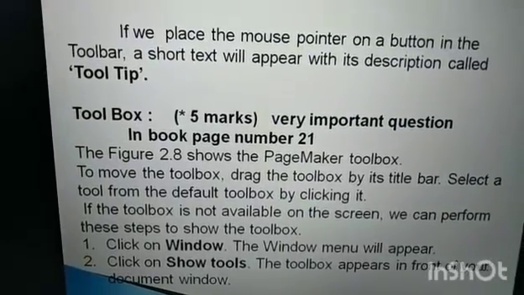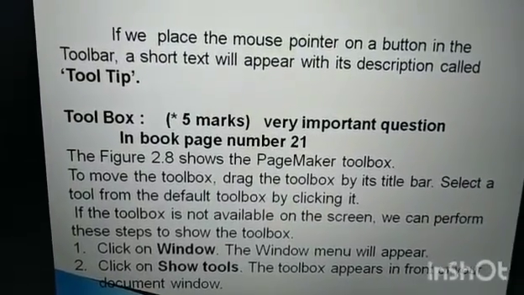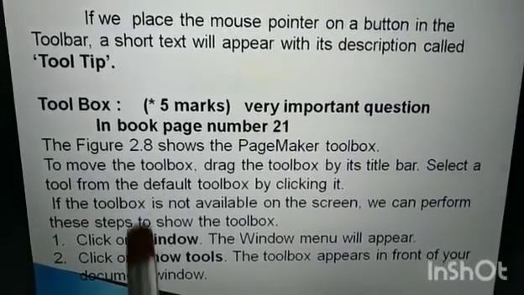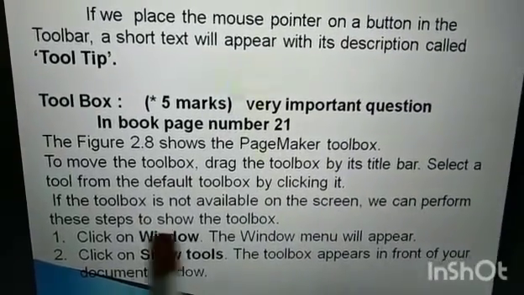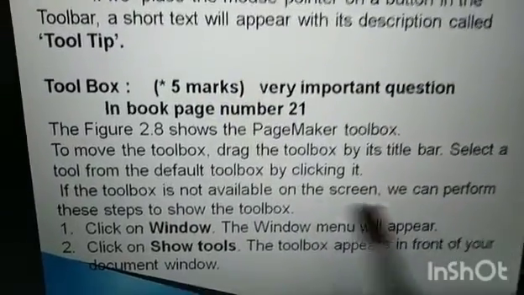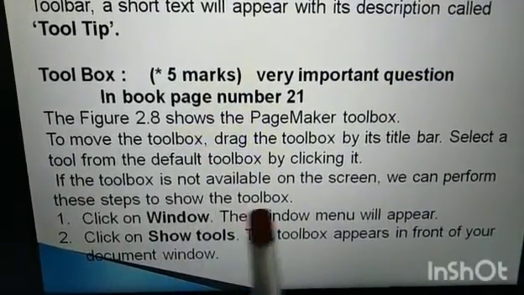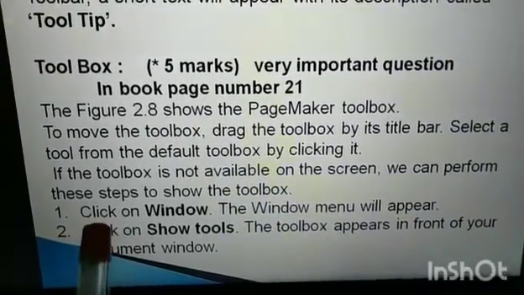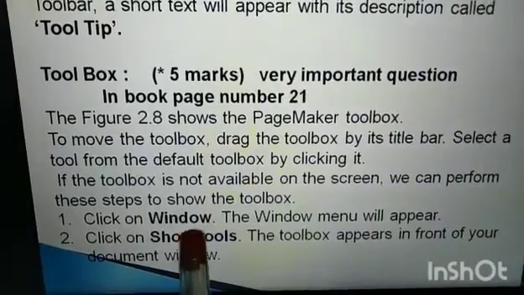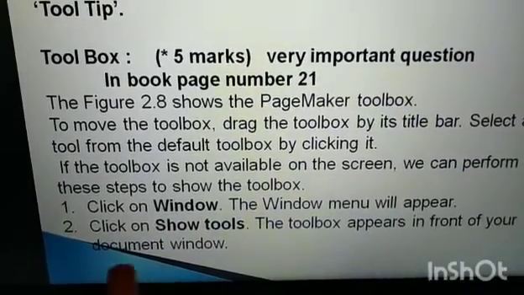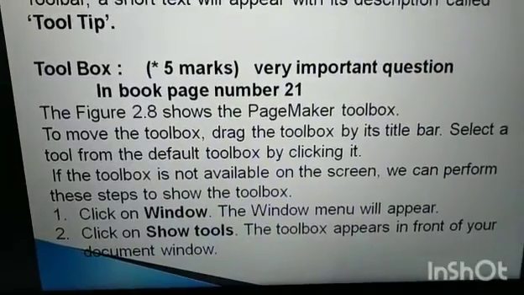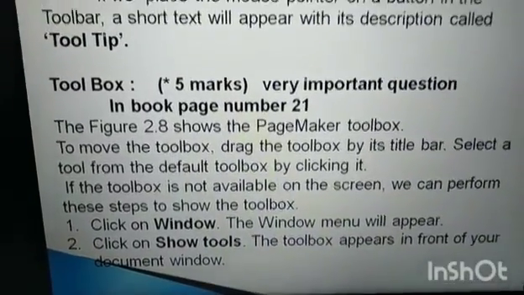To move the toolbox, drag the toolbox by its title bar, and select a tool from the default toolbox by clicking it. If the toolbox is not available on the screen, we can perform these steps to show the toolbox. Just click the Window menu. The Window menu will appear. You have to select Show Tools. After that the toolbox appears in front of your document window.